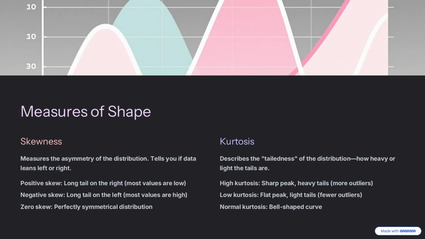The second one is kurtosis. It describes the tailedness of the distribution, how heavy or light the tails are. High kurtosis: sharp peak, heavy tails, more outliers. Low kurtosis: flat peak, light tails, fewer outliers. Normal kurtosis: bell shaped curve.